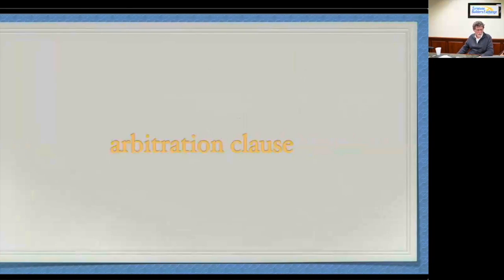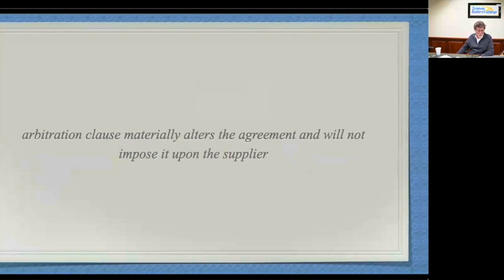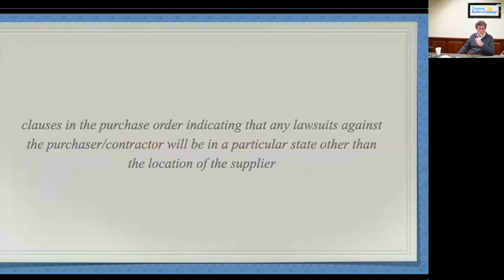Material changes. An arbitration clause was held by a court to be a material change. That's one example. Clauses which place the location of lawsuits, this may sound a little familiar from an earlier topic, would be a material change. If I put that in my PO, that would probably not be enforceable against you. And here we are. That's kind of a horseback run just through the Uniform Commercial Code.